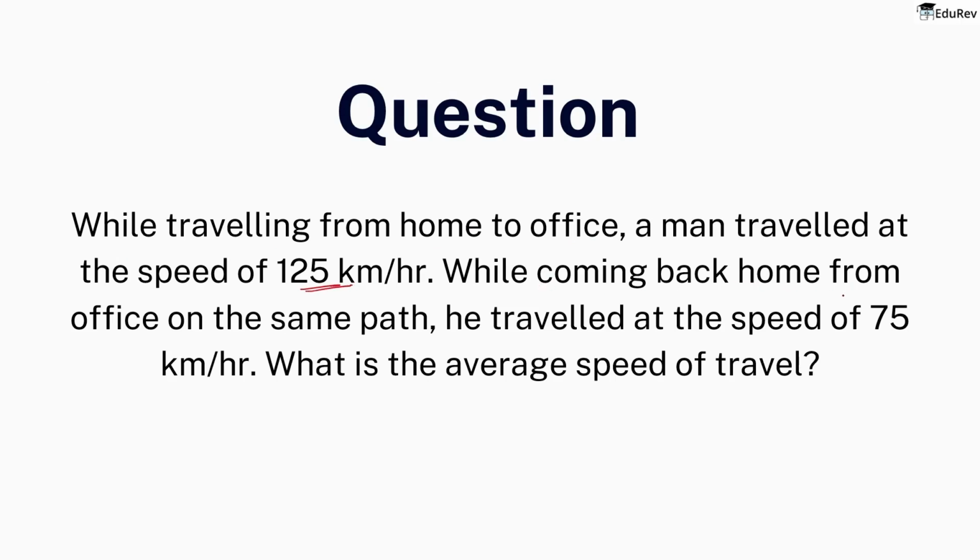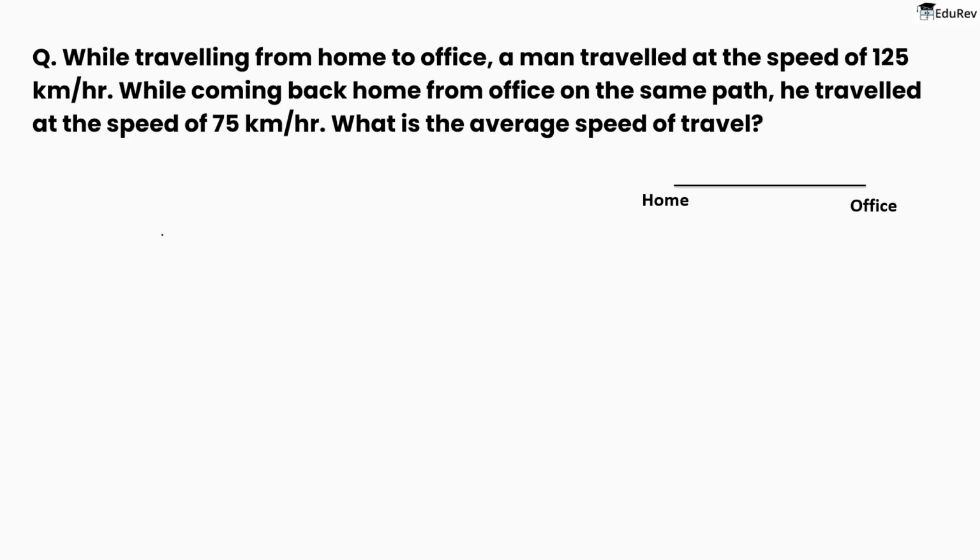While coming back home from office on the same path, he traveled at the speed of 75 kilometers per hour. What is the average speed of travel? Traveling from home to office and office to home, both the distances covered would be the same. But he travels with different speeds.